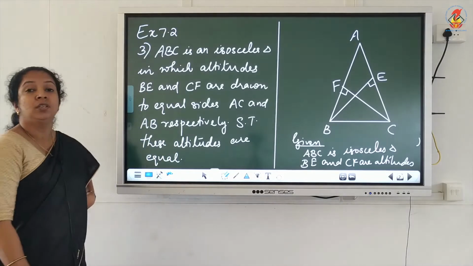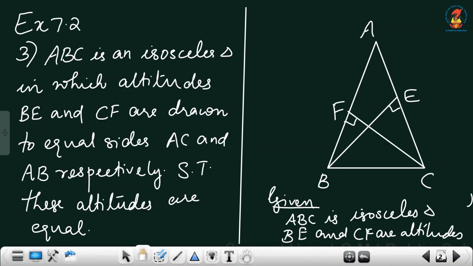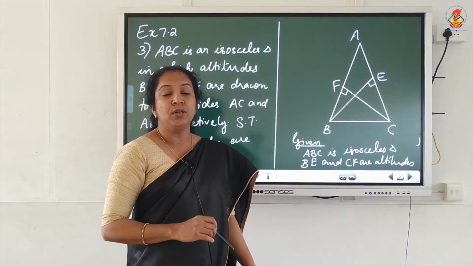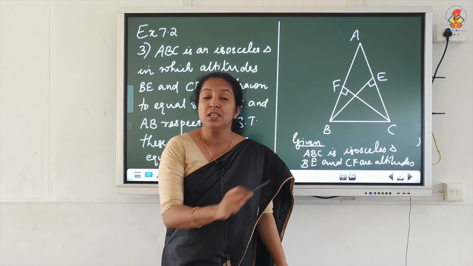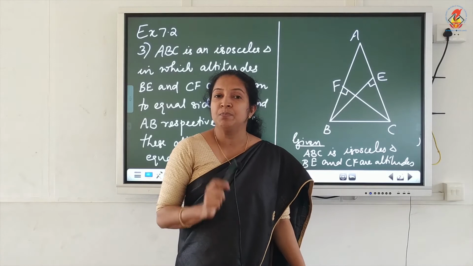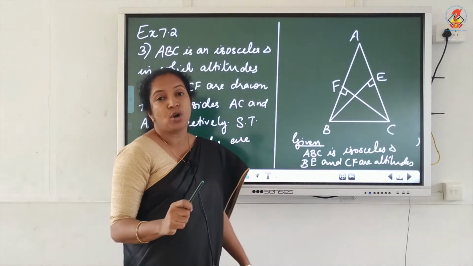Exercise 7.2, third question. ABC is an isosceles triangle in which altitudes BE and CF are drawn to equal sides AC and AB respectively. Show that these altitudes are equal. So what do you mean by altitude? Altitude is a line drawn from any vertex. What kind of line? It's a perpendicular drawn from any vertex to the opposite side. Altitude is a perpendicular drawn from any vertex to the opposite side of a triangle.